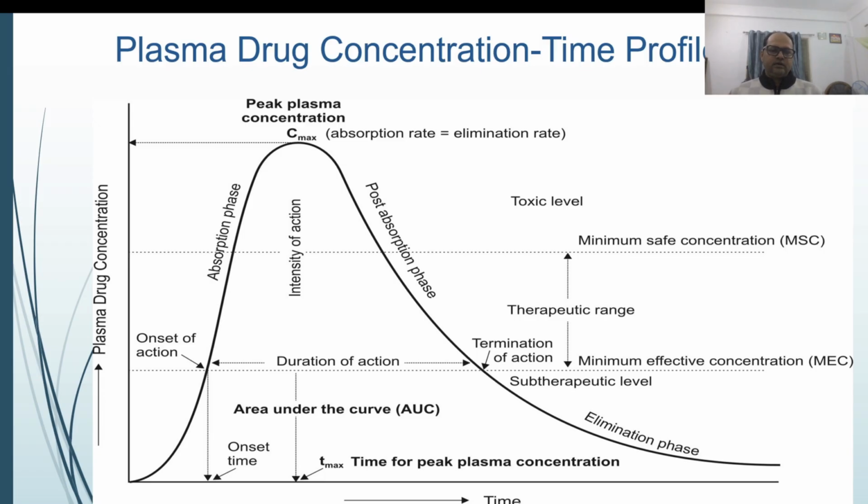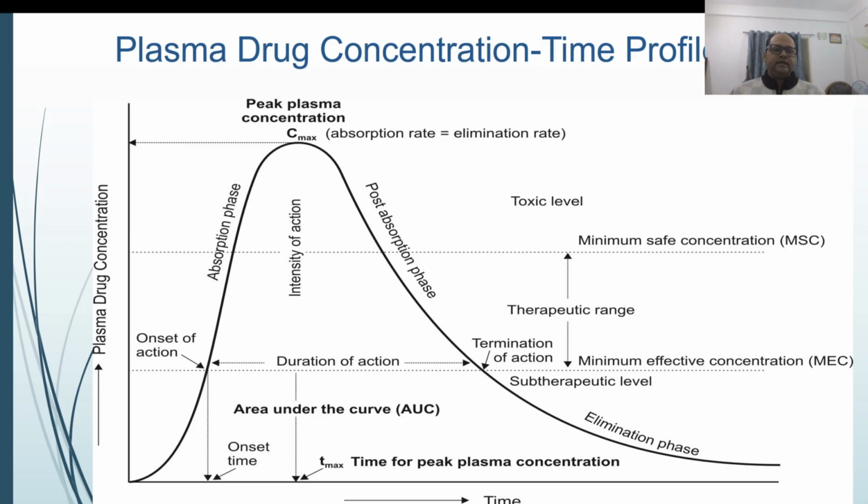So apart from that, different pharmacodynamic parameters are there. One is onset of action, duration of action, termination of action, and we'll have minimum effective concentration, which means the minimum concentration of the drug required to start pharmacological response or to start the therapeutic response, and minimum safe concentration, or you can say maximum effective concentration, MAC. So above the minimum safe concentration level, toxic level will start.